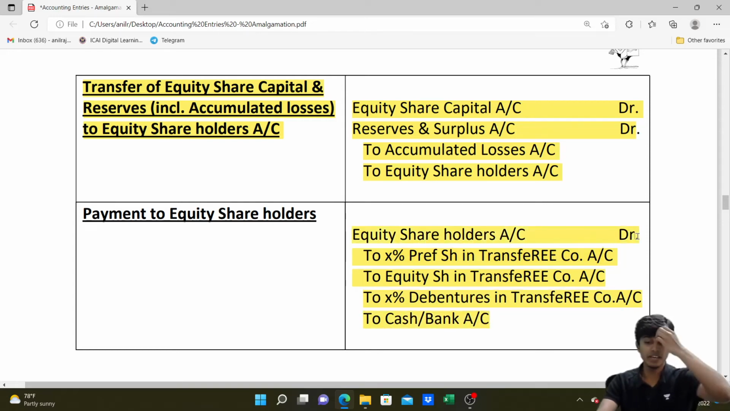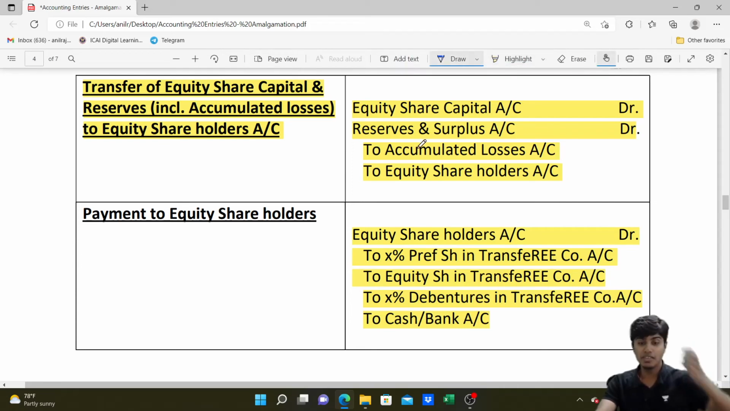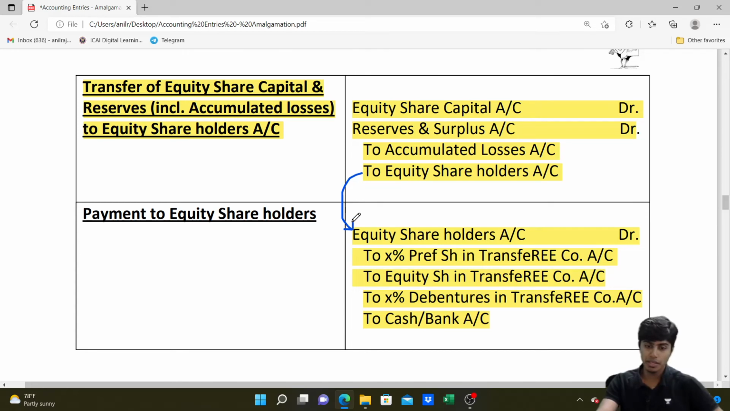equity shareholders. Why are we debiting equity shareholders? In the previous entry, we have written the payable to equity shareholders. Now we are paying it. So there we had credited, now we are debiting. Here it is payable, here it is paid. And this is the closing entry.